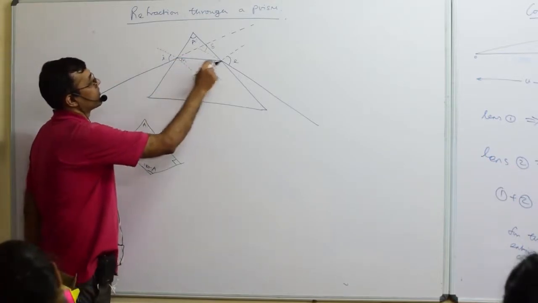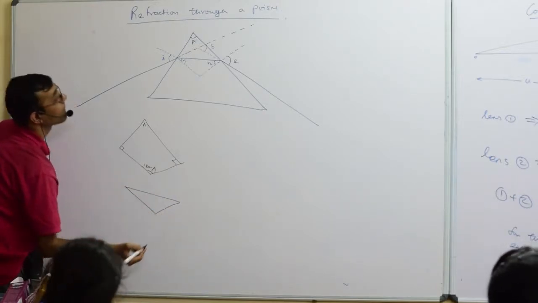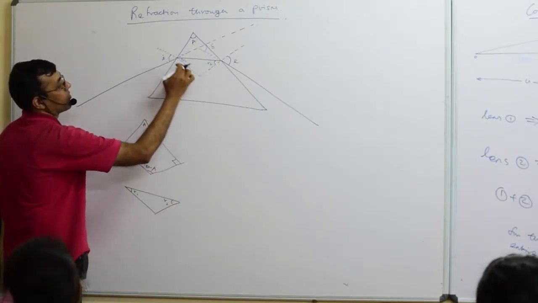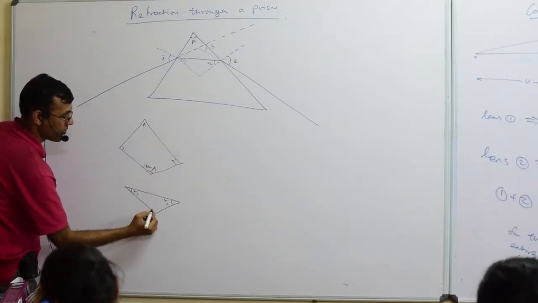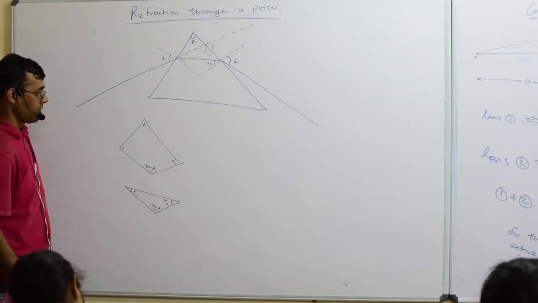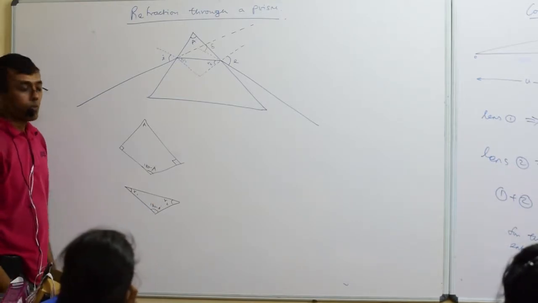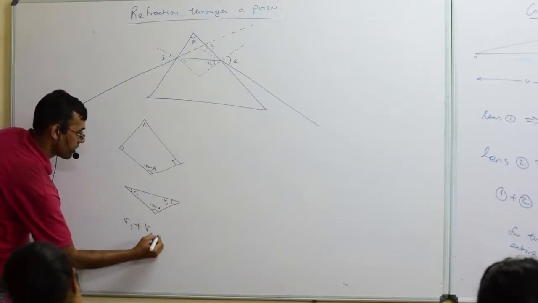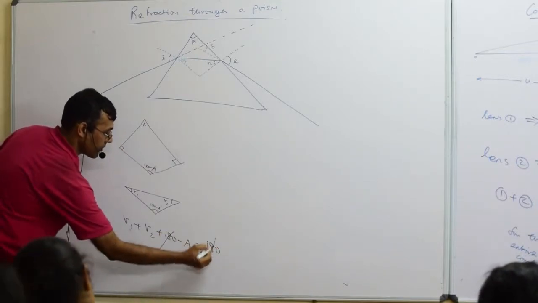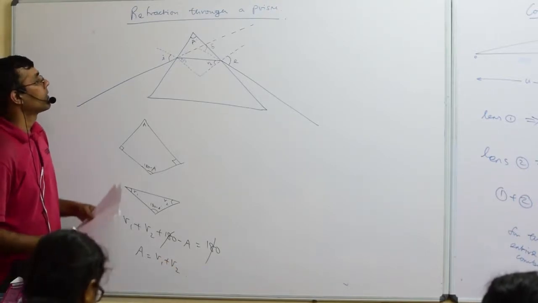So now look at this triangle. From this I can say this is R1, this is R2, right? Recalling which triangle I am talking about, this triangle. And from this I found that this is 180 minus A. So what can you say about the relationship between these three? This plus this plus this is equal to 180. So that means R1 plus R2 plus 180 minus A is equal to 180. 180, 180 cancels. So I will get A is equal to R1 plus R2. Okay.